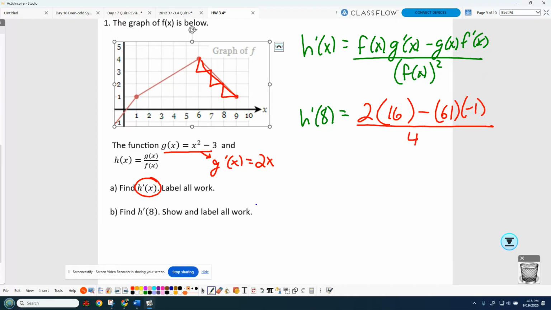All over f of x squared. So what did you get? 93 over 4. 93 over 4.